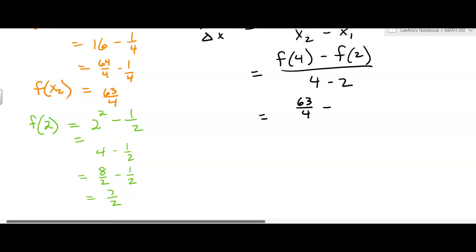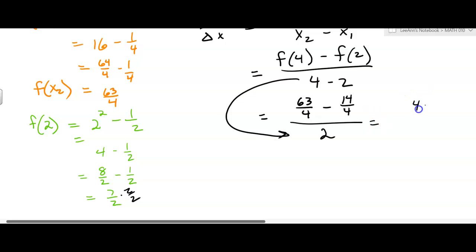7 halves. Hey, can I just multiply by 2 here and get 14/4? Thank you. 14/4. I didn't have any complaints. Okay, over 2. The 4 minus 2 was 2. Okay, so what's 63 minus 14? I don't know. 49? That sounds right.